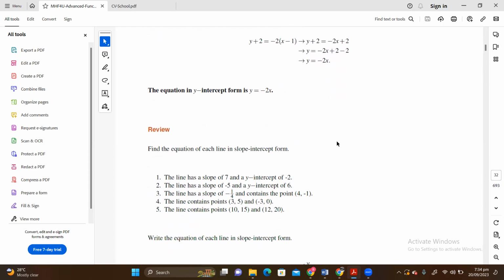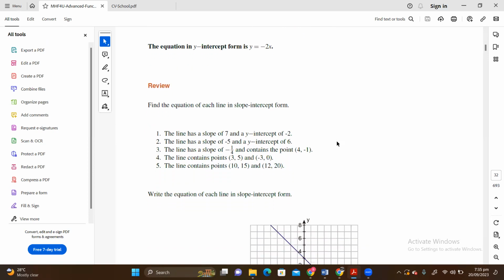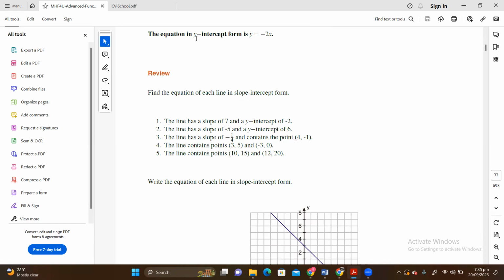Coming to the review. Find the equation of each line in slope intercept form. The line has the slope m, so m is equal to 7 and a y-intercept of minus 2.